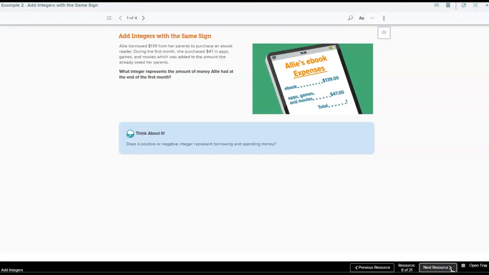Now you might see addition, but also figuring out what numbers to add together using word problems. So here, Allie borrowed $139 from her parents to purchase an ebook reader. During the first month, she purchased $47 in apps, games, and movies, which was added to the amount she already owed her parents. What integer represents the amount of money Allie had at the end of the first month? So, think about this. If we're talking about borrowing and spending money, would we have a positive or negative integer?